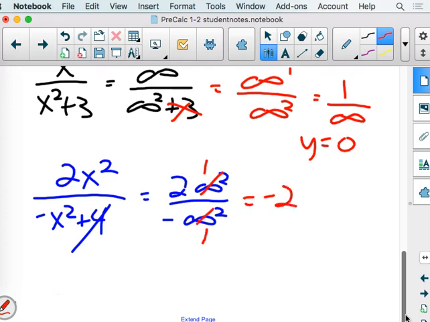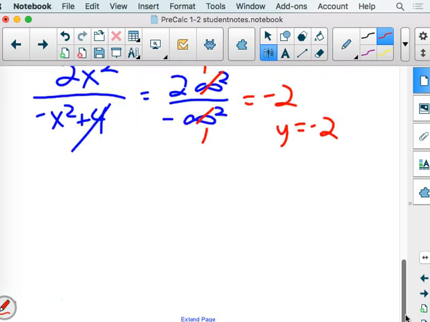And I'm left with those leading coefficients, 2 divided by negative 1. That's why that works. So then there's that one last situation where the degree of your numerator is greater than the degree of your denominator.